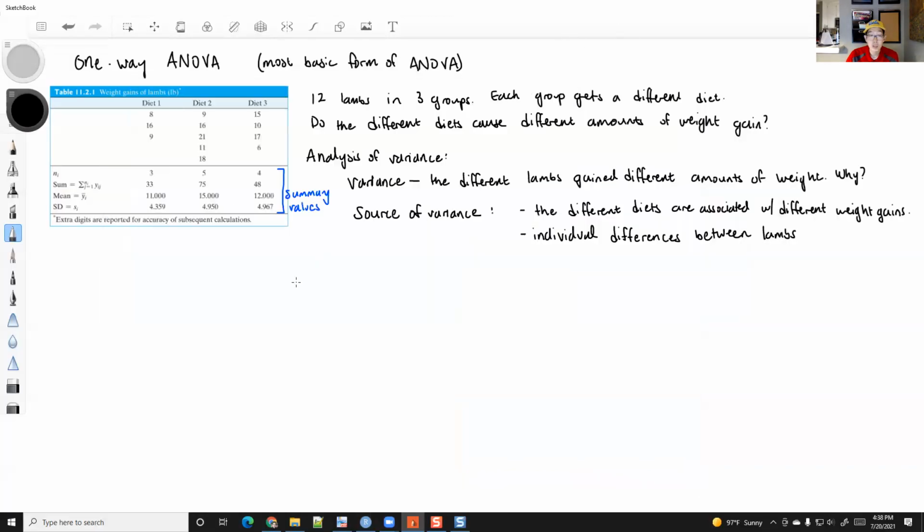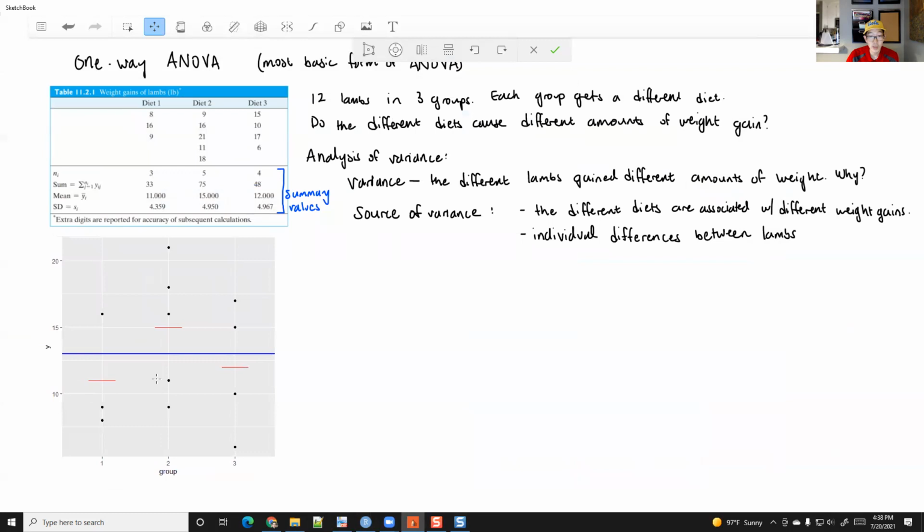So here's a plot of the data, right? So I have 8, 9, and 16, and that's plotted right here. And then we have 9, 16, 21, 11, and 18. 18 is up here. And then we have 6, 10, 17, and 15. Okay, so here's a plot of the different amounts of weight gain.